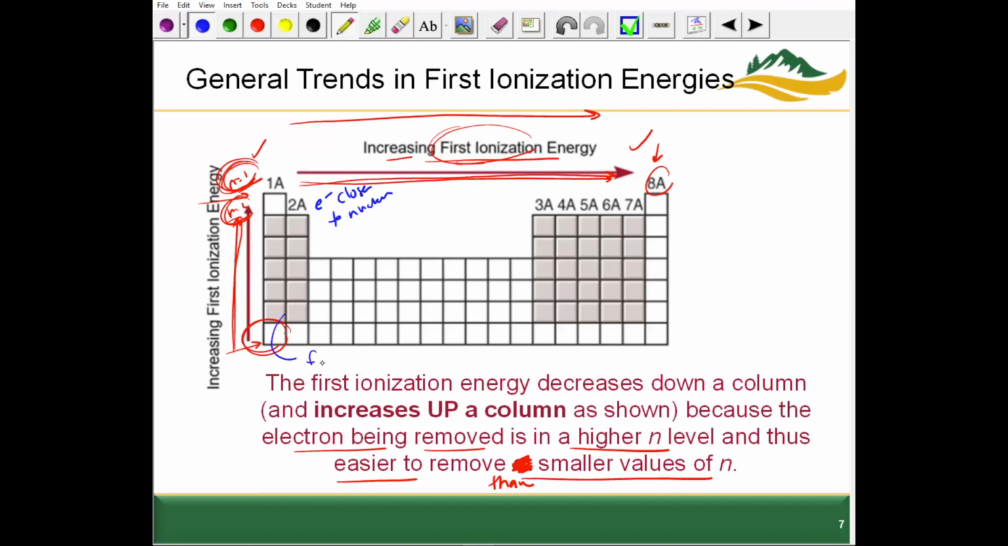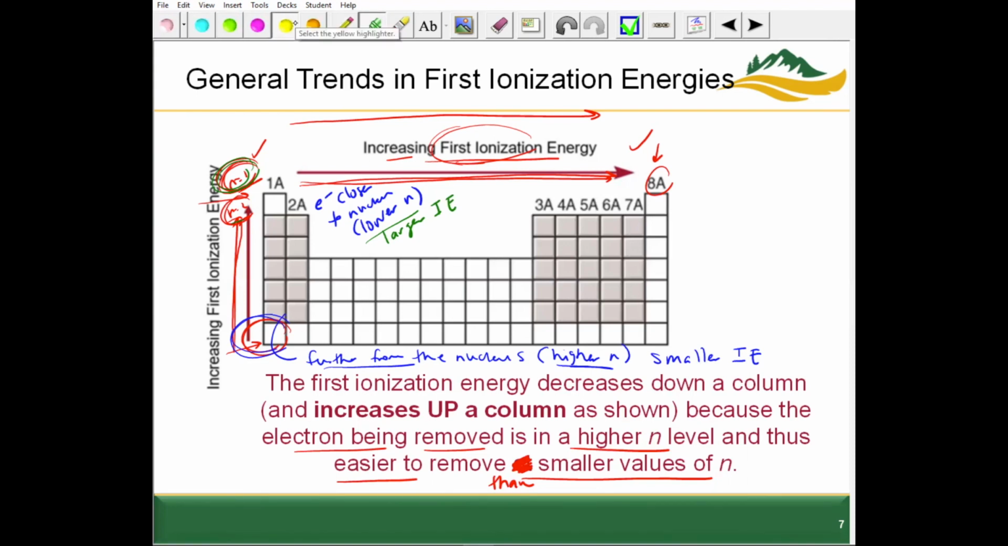These electrons here are further from the nucleus. So higher values for n, further from the nucleus, a smaller ionization energy. Then smaller values for n, those electrons are closer to the nucleus. They're in shells that are closer to the nucleus. It's much harder to remove electrons that are so close to the nucleus. So these will all have larger ionization energies. So this trend here, we increase ionization energy from left to right. We increase the first ionization energy going up a group.